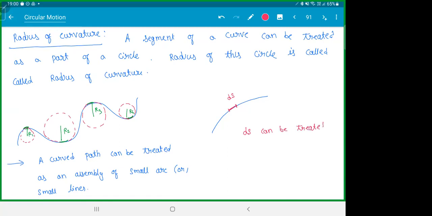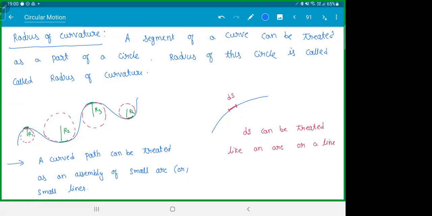ds can be treated like an arc or a line, just because it is very small. Have a look at this. This is the meaning of radius of curvature. So every random curve, any curve that you take, you can always treat it as a combination of lots of small circular segments. The radius of the circular segments will be different, but it works.